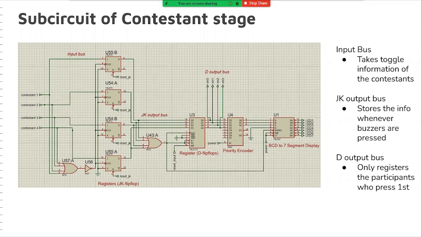Now, in the second stage, we need to show only the first participant. The clock of the positive-edge triggered D flip-flop is set in such a way that it only registers the first high input signal and ignores the subsequent ones. The third stage is just a regular priority encoder, which encodes the contestant number into 3-bit binary, including 100 for contestant number 4. And the final stage converts the binary data into BCD to show the ID on the 7-segment display. Next.